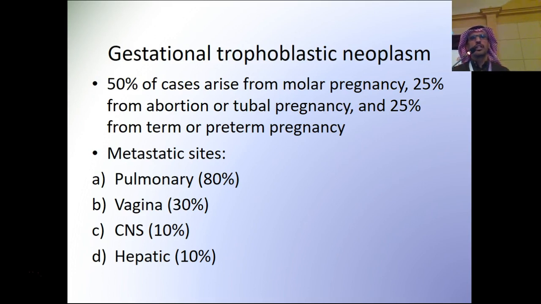And the most common site of metastatic disease is usually pulmonary, in around 80% of patients, vagina 30% of patients, CNS usually 10%, but usually all patients with a CNS metastasis have concurrent either pulmonary or vaginal metastasis. Hepatic is around 10%.